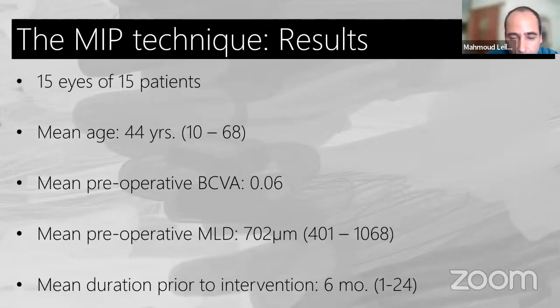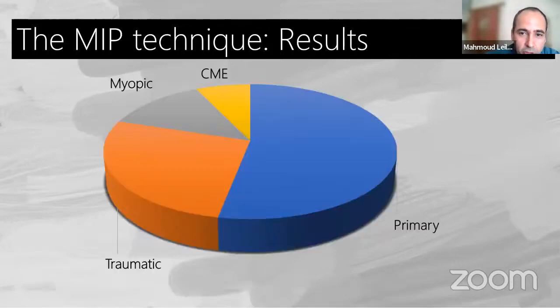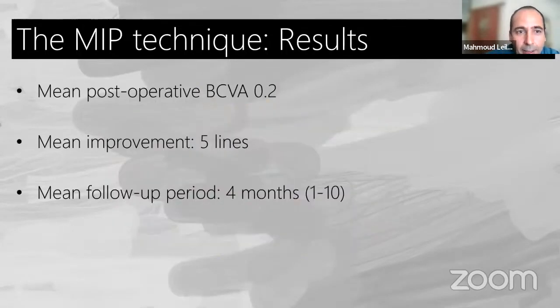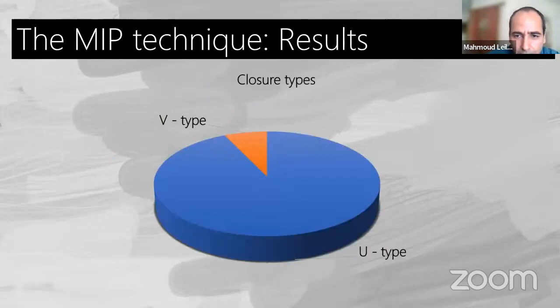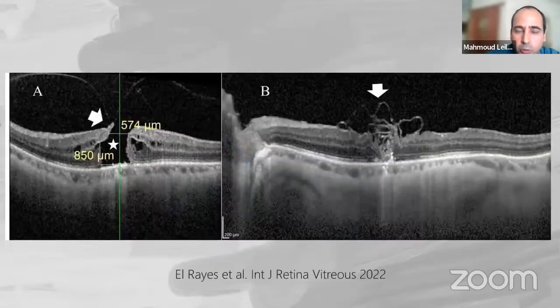We had 15 eyes of 15 patients in our study. We had a mean hole diameter, minimum linear diameter, of 700 microns and preoperative best visual acuity of 0.06. The most common category of holes were the primary, followed by traumatic. Post-operatively, we had improvement of 5 lines of vision over a mean follow-up period of 4 months. We had 93% U-type closure and 7% V-type closure.